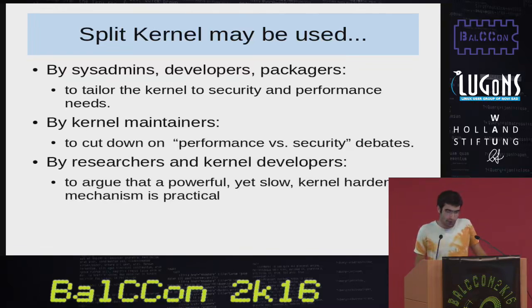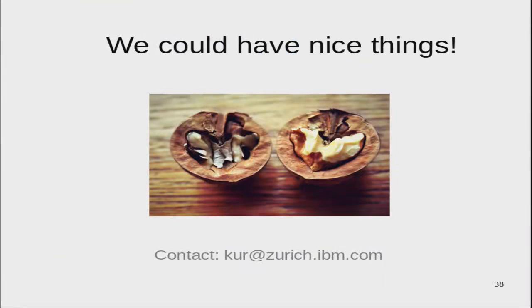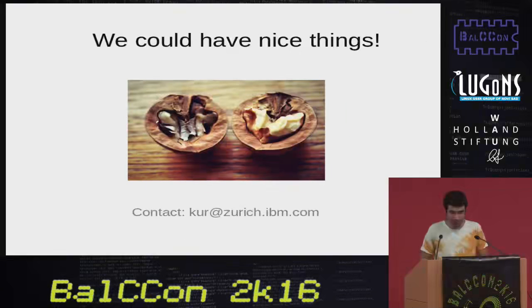And finally, if you're a researcher, for instance a PhD student, and you have a paper and people keep rejecting it because there's too much performance overhead, you can argue that together with split kernel, it doesn't really matter because you can use it in cases where the performance is not going to matter, where you will have very low performance overhead anyway. All right. So to conclude, essentially we could have nice things, and with that, I'll be open for your questions.